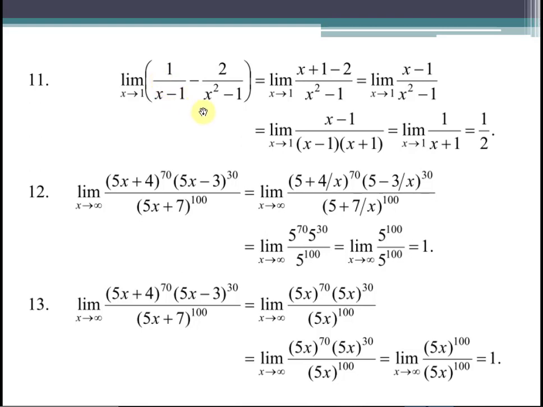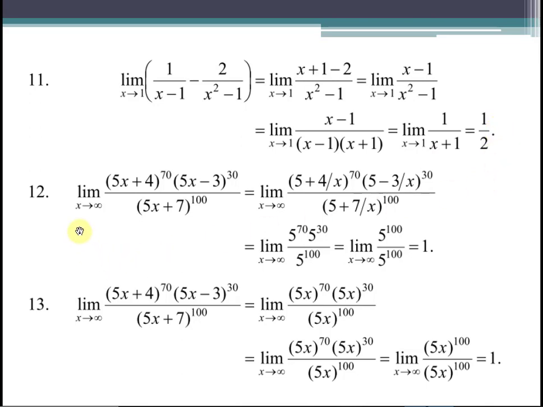So we can multiply by x plus 1 here. And we have x plus 1 minus 2, over x squared minus 1. And now we can cancel them, x minus 1 with x minus 1. And we get 1 over x plus 1, as x tends to 1, and the answer is 1 over 2.